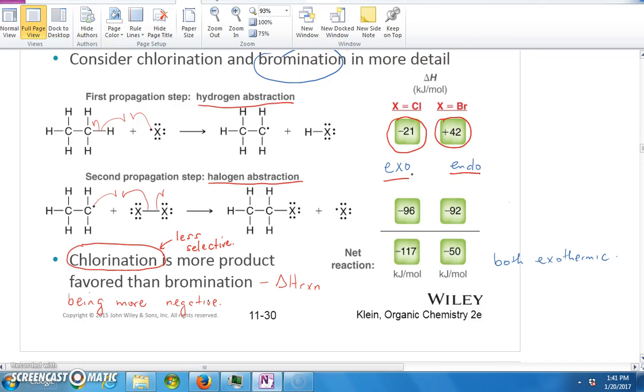However, for the second propagation step, which is the halogen abstraction, both steps are exothermic. And so overall, even though both reactions are exothermic, we know that the chlorination is more reactive, and as a result, because the chlorination is more reactive, it's going to be less selective.